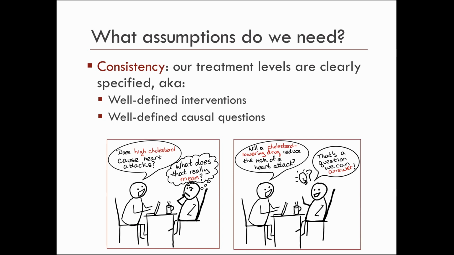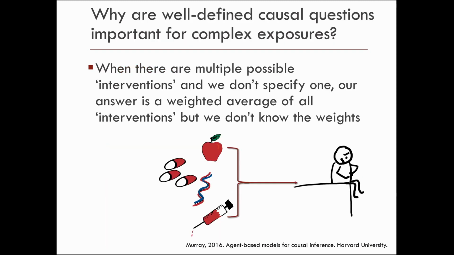And really here, the issue is that we want to be able to know that the question that we answer with our study is one that we can take some action based on, and it's something that we can understand. So does high cholesterol cause heart attacks is not really a great question, because what do we do if we find out the answer to that? Instead, if we ask a question like, will a cholesterol lowering drug reduce the risk of a heart attack, that's a question that we can kind of move forward from the answer, because we can then give people or not that drug. So why are well-defined causal questions important?